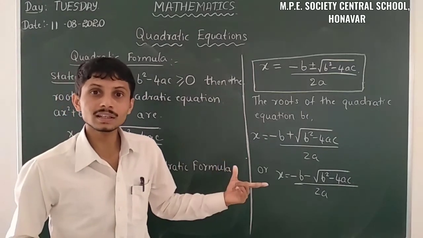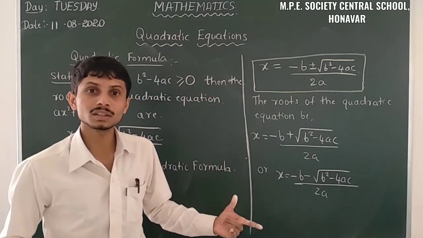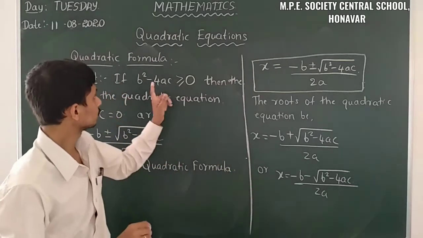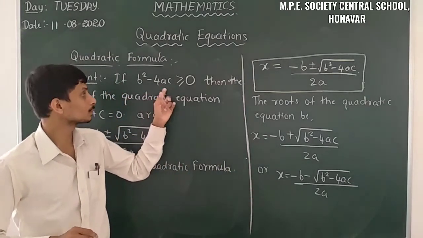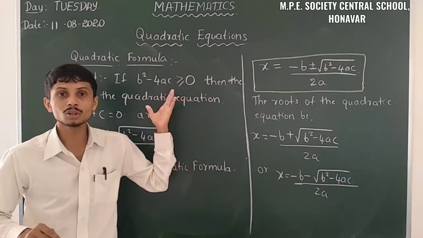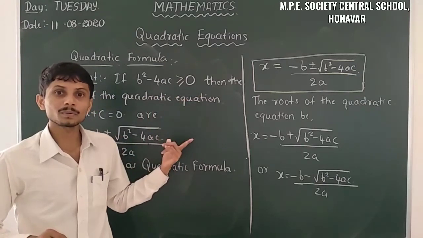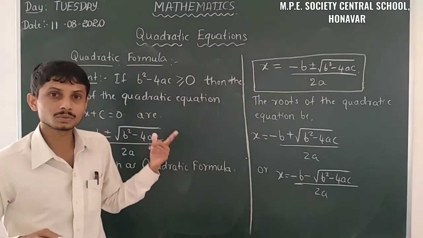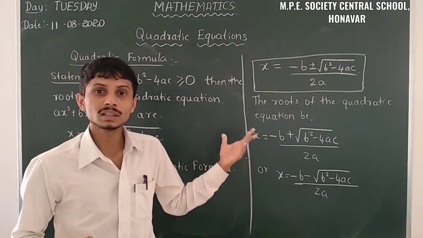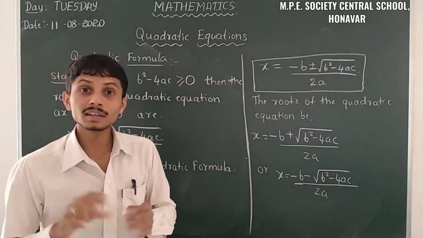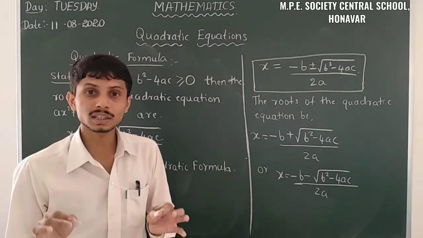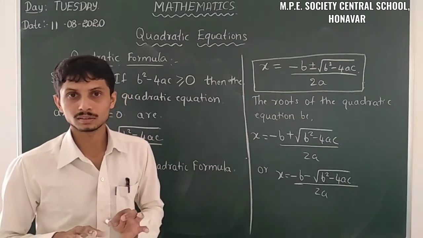When we are getting the real roots of the quadratic equation, we have to be aware of this situation, that is b square minus 4ac is greater than or equal to 0 here. Apart from that, there is no chance of having real roots.